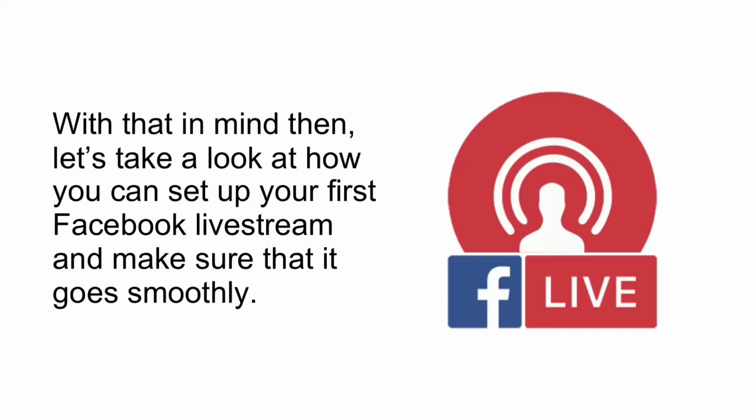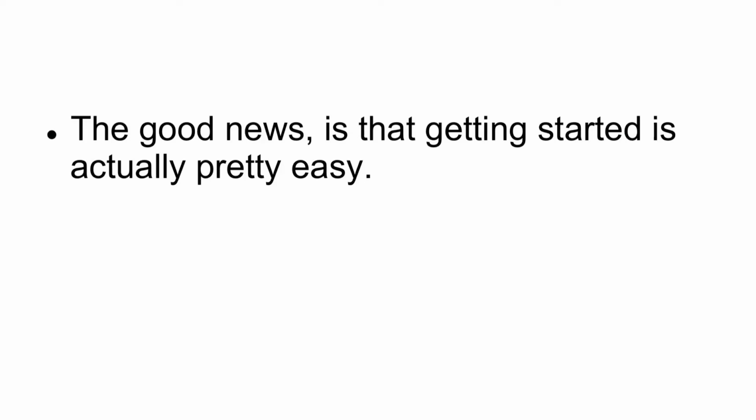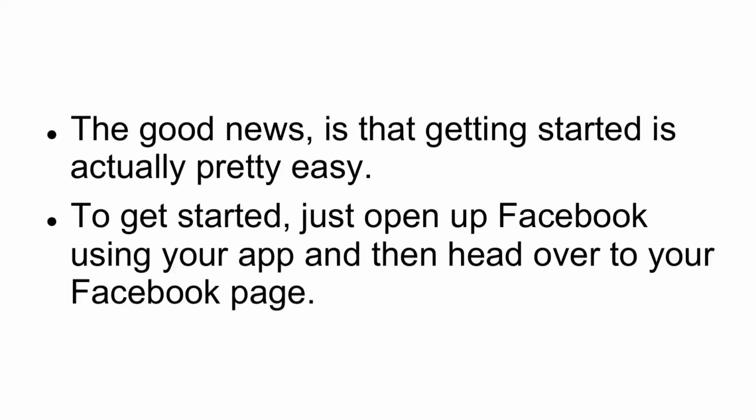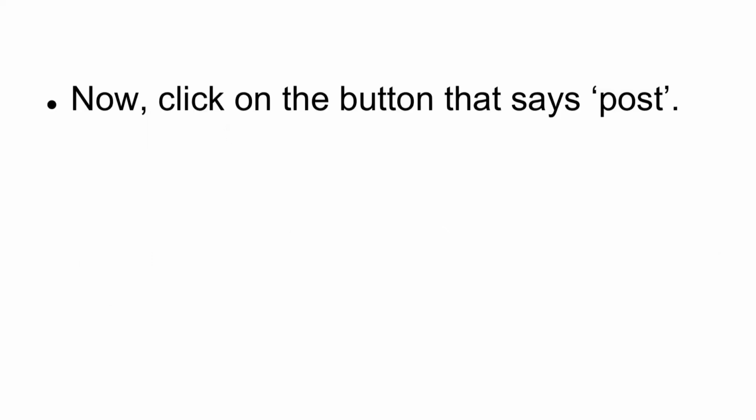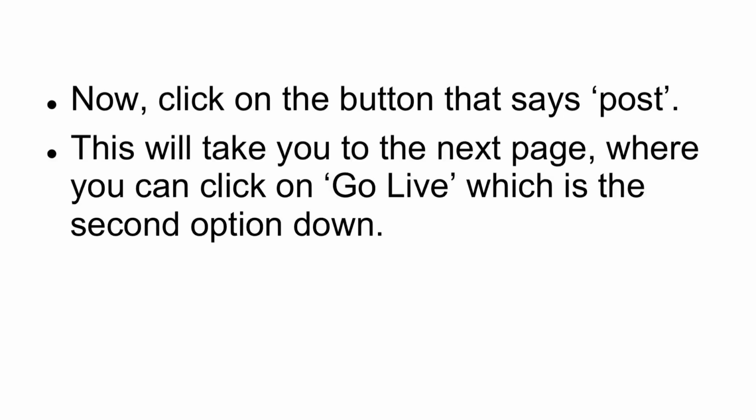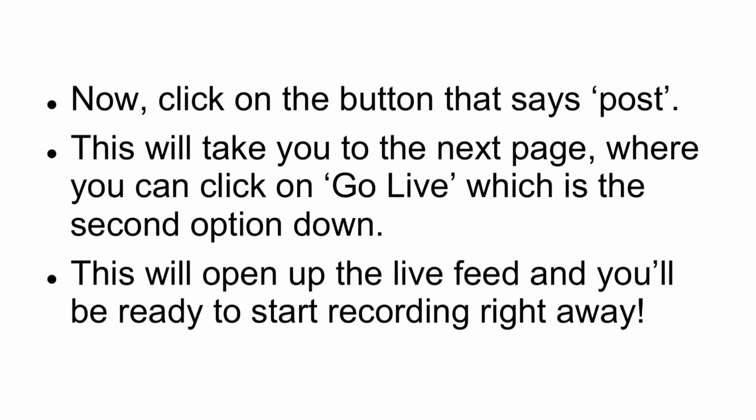With that in mind, then, let's take a look at how you can set up your first Facebook live stream and make sure that it goes smoothly. The good news is that getting started is actually pretty easy. To get started, just open up Facebook using your app, and then head over to your Facebook page. Now, click on the button that says Post. This will take you to the next page, where you can click on Go Live, which is the second option down. This will open up the live feed, and you'll be ready to start recording right away.